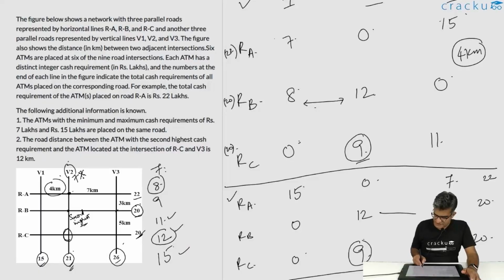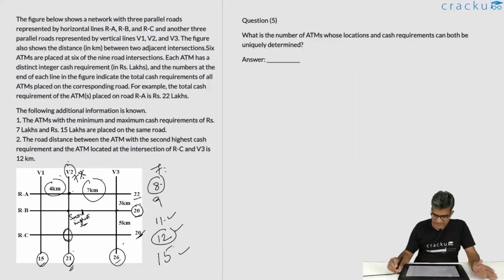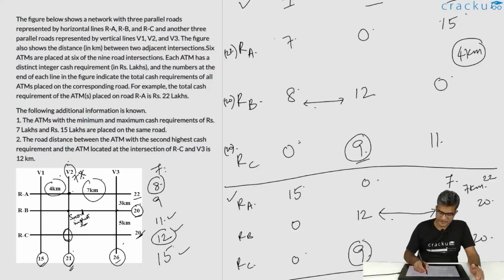In the second case, 12 and 8 are separated over here. This distance is 7 kilometers. So the distance between the second highest and the second lowest is either 4 or 7 kilometers. What is the number of ATMs whose locations and cash requirements can both be uniquely determined?